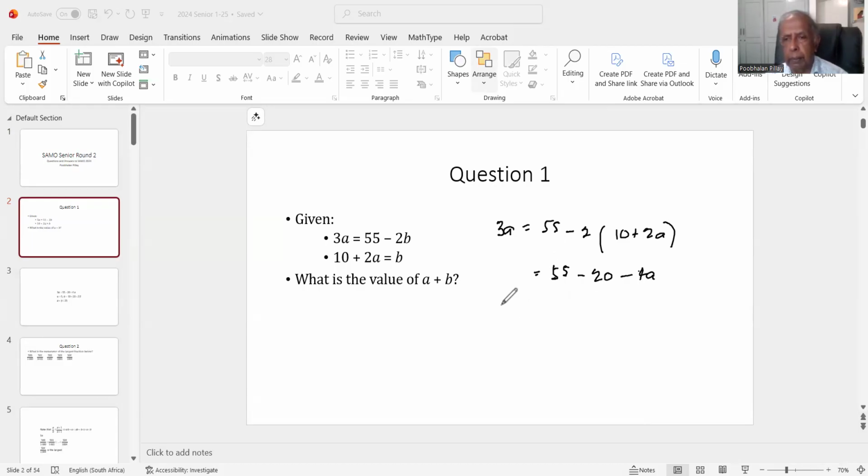Okay, so 3A, bring it to the other side. You have 7A is equal to 35. A equals 5. And B is equal to 10 plus 2A. We got B in terms of A. So all we have to do is to substitute A equals 5 into this, and 10 plus 10 is 20. So the question is not to find A and B, but to find A plus B. Always answer the question. All right, so that's a straightforward problem.